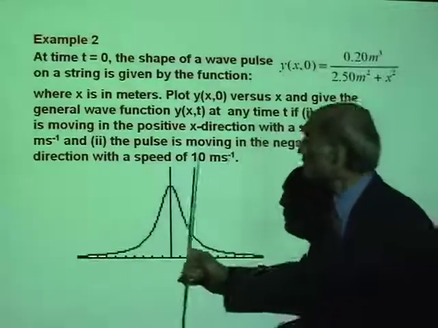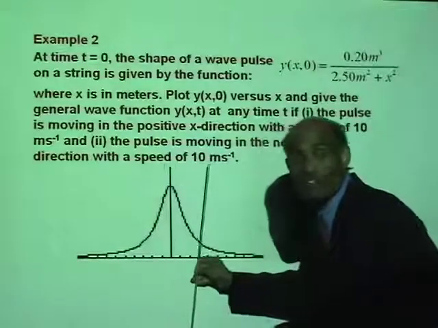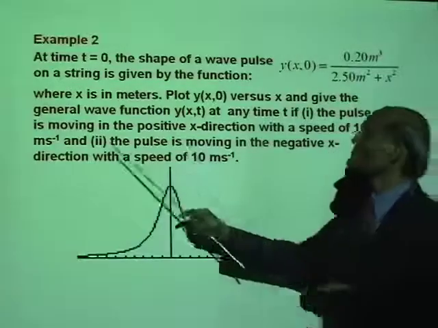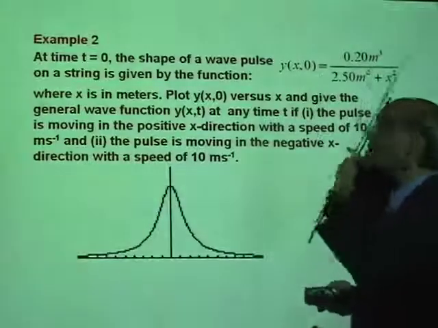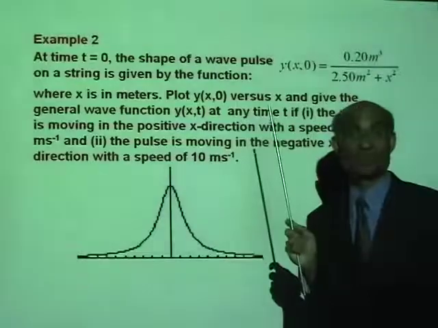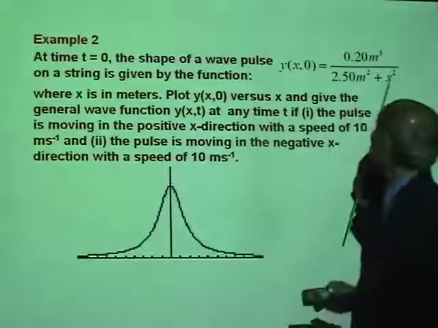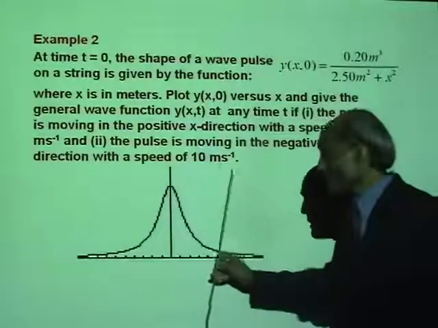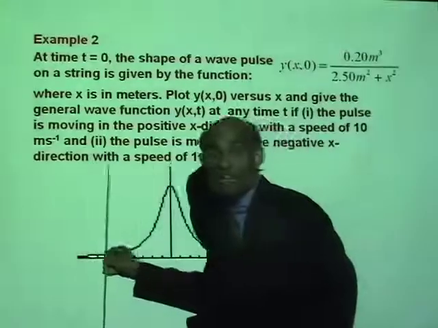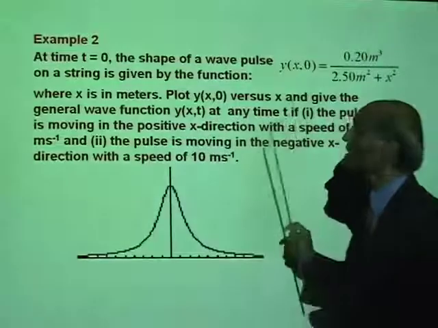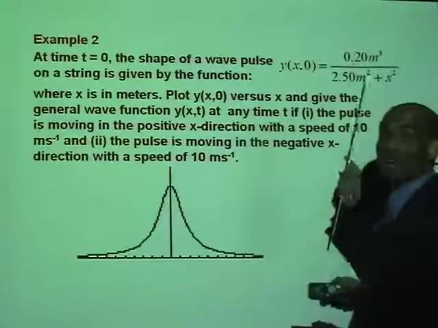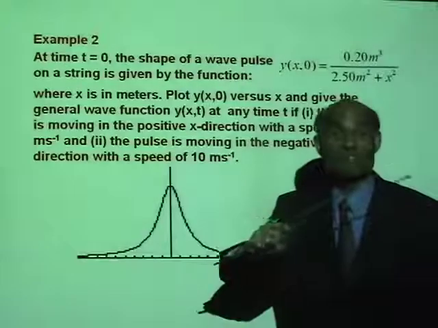And now, if this is a wave pulse advancing to the right with a speed of 10 meters per second, how will this equation be modified? What do you do? Replace your x by x minus vt. If this is a pulse advancing to the left with a speed of 10 meters per second, to represent that, you replace your x by x plus vt.